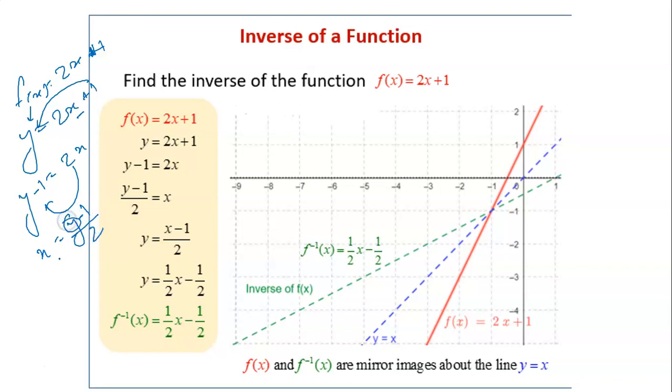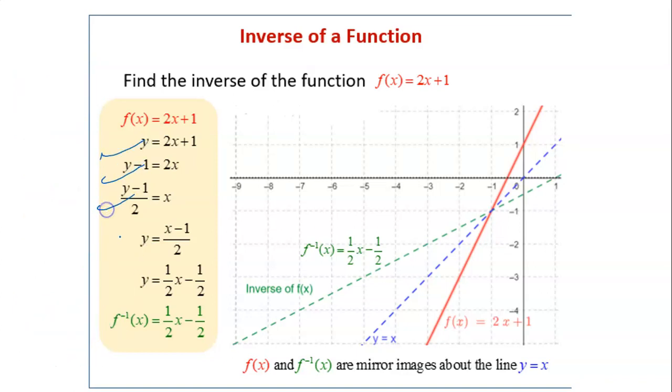Now replace y with x. So f inverse of this function would be (x minus 1) upon 2. I can separate it: x by 2 minus 1 by 2. Okay children, see, I have done it over here. When we got this, now we have to replace y with x, and this will be my inverse function. Okay children, see, f(x) and f inverse of x are mirror images about the line y equals x.